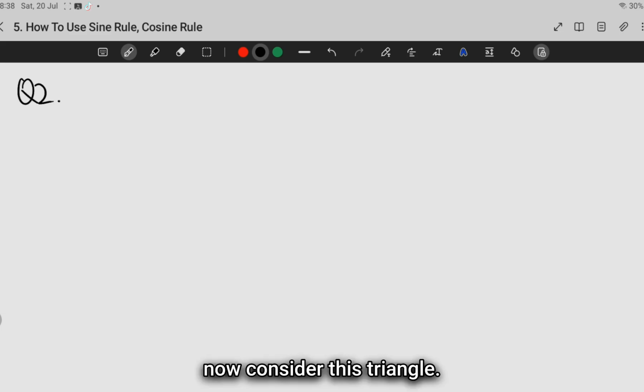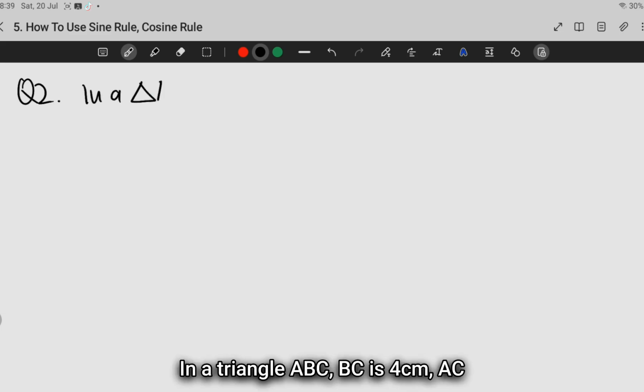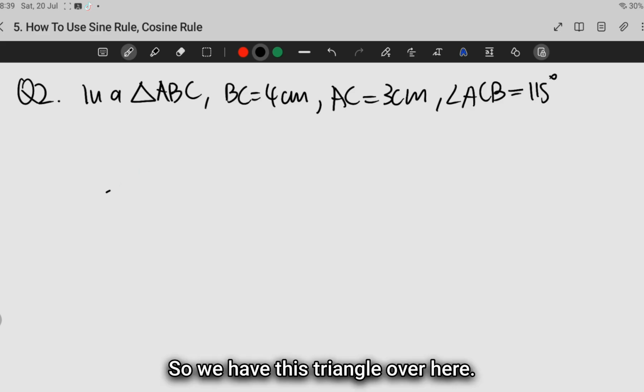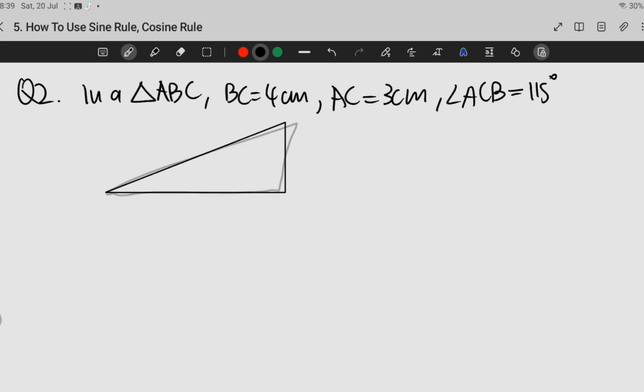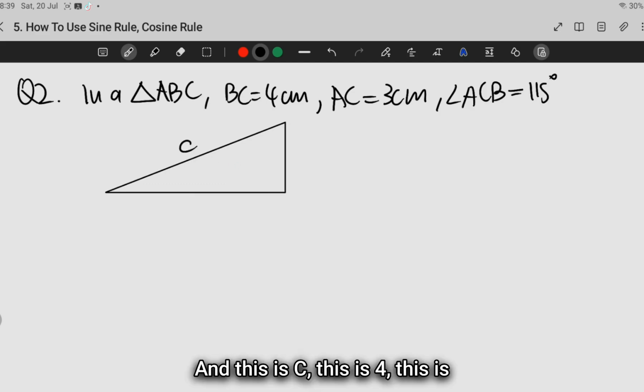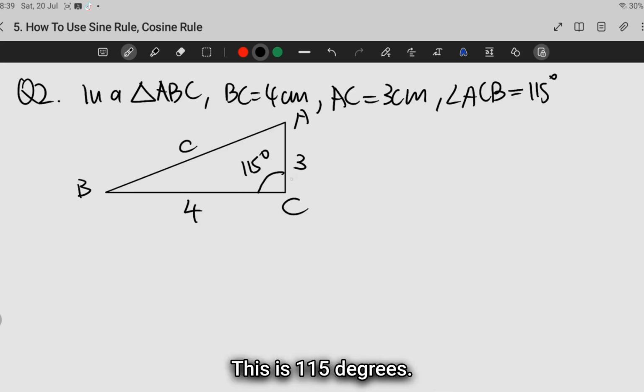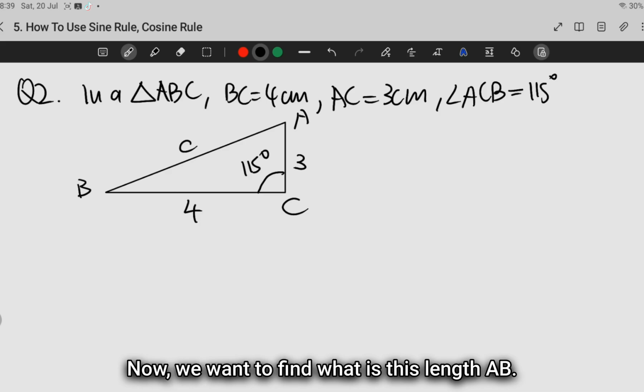now consider this triangle. In a triangle ABC, BC is 4 cm, AC is 3 cm, angle ACB is 115 degrees. So we have this triangle over here, right? And this is C, this is 4, this is 3, this is B, this is C, this is A. And let's assume this is 115 degrees. Now, we want to find what is this length AB.